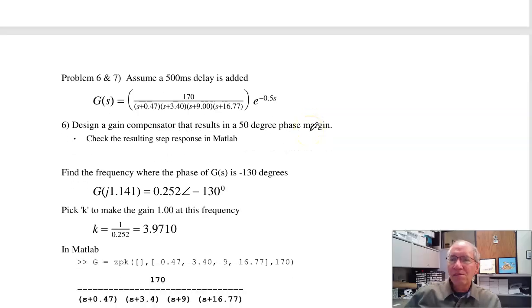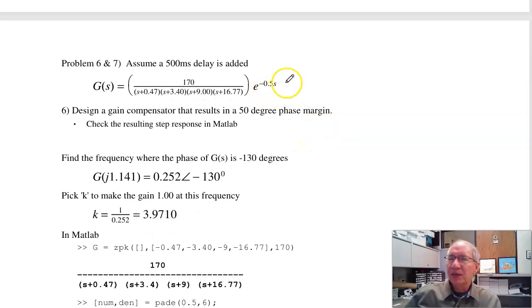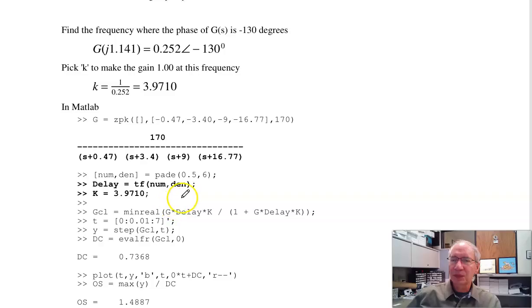On problem 6, if I have a half-second delay, now design a gain compensator. Again, the Bode plots and frequency domain, that's not an issue. I just want to find out where the phase shift of G times your delay is minus 130 degrees. Turns out that's 1.1 radians per second. Pick k to make the gain 1 there, k is 3.97.